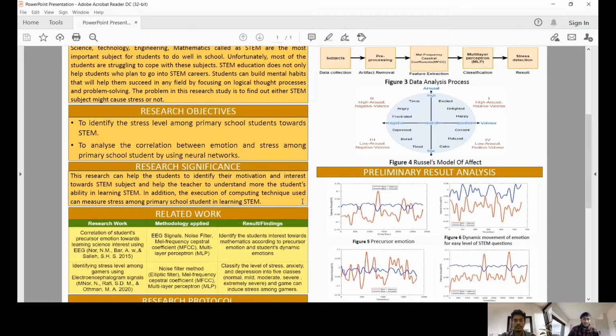And then, what is the significance of this research? This research can help the students to identify their motivation and interest toward STEM subjects, and help the teachers to understand more about the students' ability in learning STEM. In addition, the execution of the computing technique used can measure stress among primary school students in learning STEM.